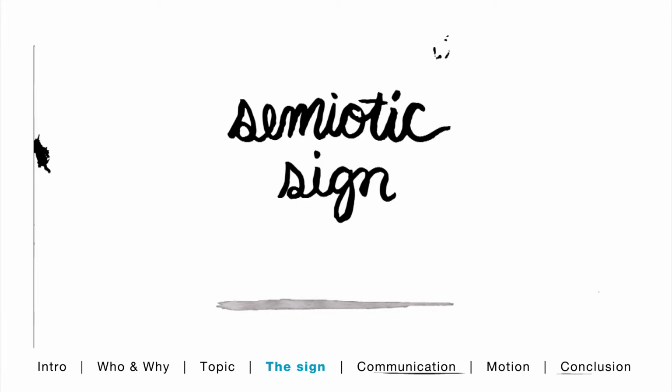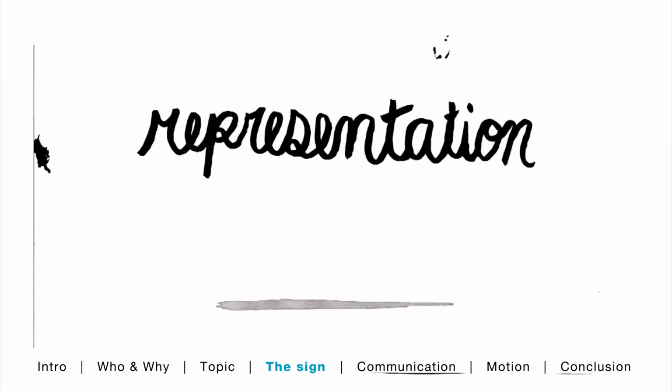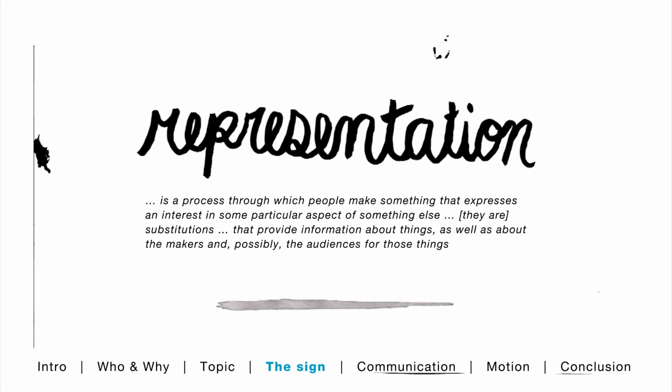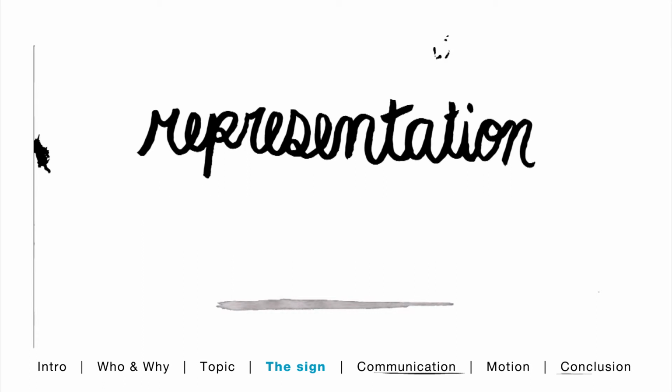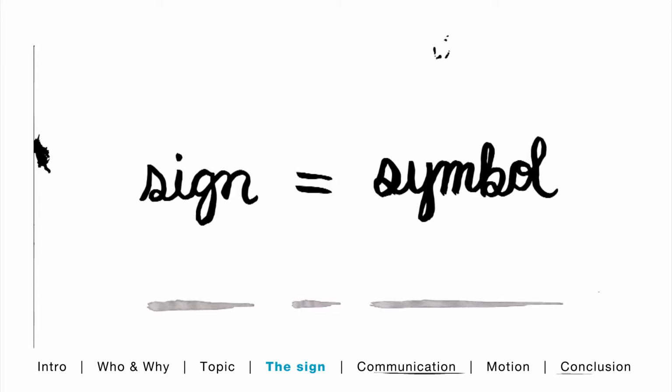With this fundamental notion of the semiotic sign, we begin to see how users derive meaning from signs because of what they represent in digital environments. As Davis explains, representation is a process through which people make something that expresses an interest in some particular aspect of something else. They are substitutions that provide information about things. In digital environments, signs, such as the Facebook like button, act as symbols helping us understand the organization of how things work, or what they represent, which provides meaning and structure. In other words, interactive elements in digital environments act as semiotic signs through their representation.